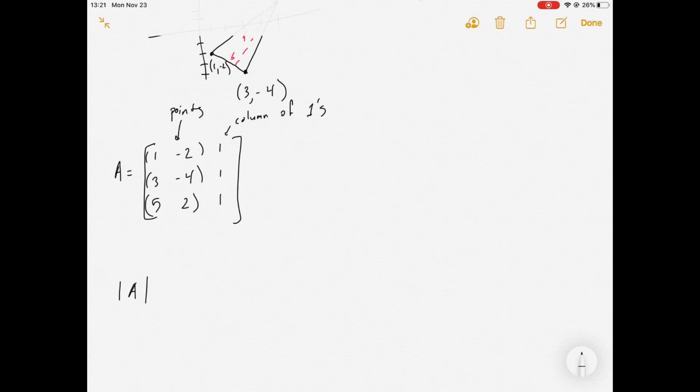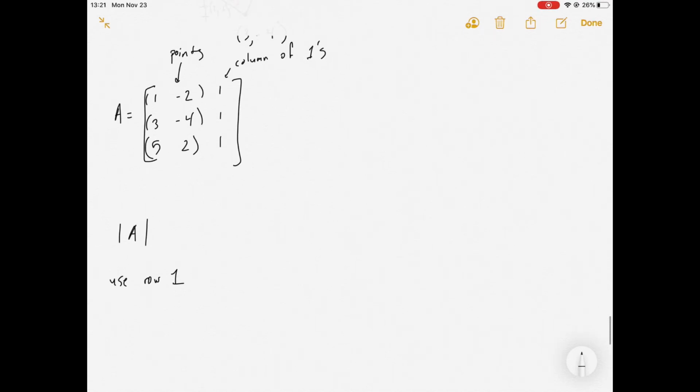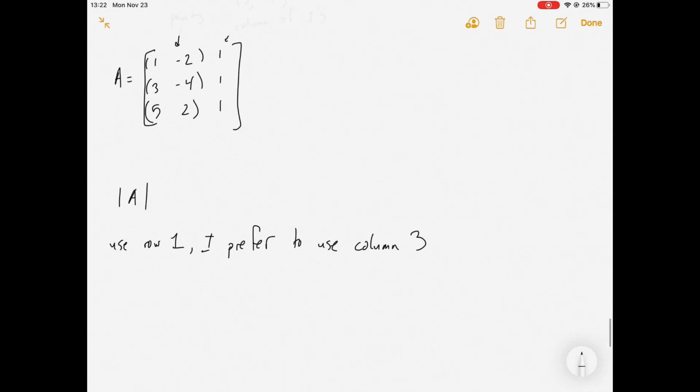So there's a lot of ways you can do it. You could go with what we talked about in the previous video, just use row 1, although I actually prefer to use the column of ones. Unless there are some zeros in column 1 or row 1, I prefer to use column 3, because those ones kind of make things a little bit easier.